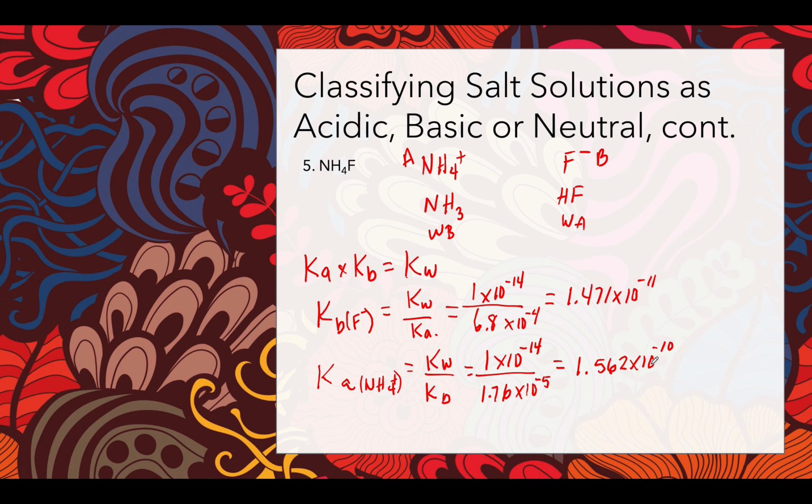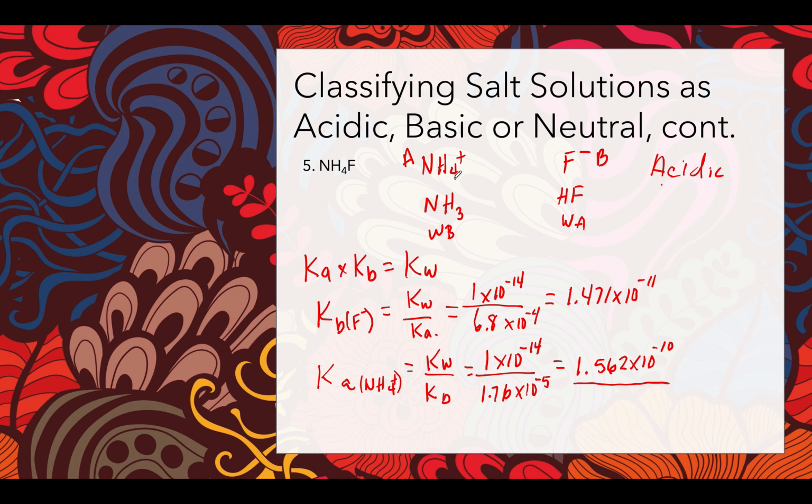So now what you're going to do is look and see which one of these values is larger, and that's going to determine whether or not that salt is going to form an acidic or basic solution. So we see that this value is larger, so the ammonium ion is a stronger acid than the fluoride ion is as a base. So therefore we're going to say that this salt is going to form acidic solutions. Okay, so let's go over that one more time.